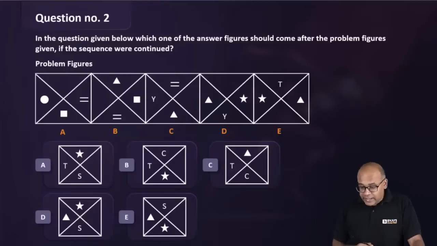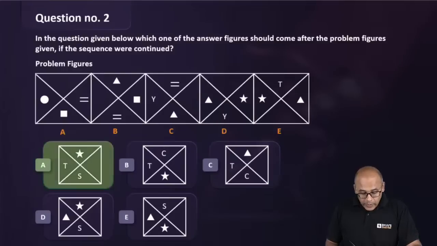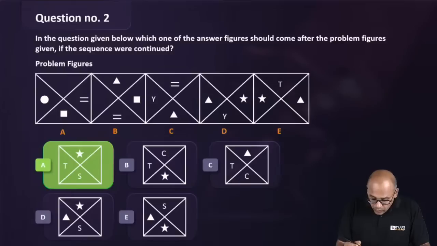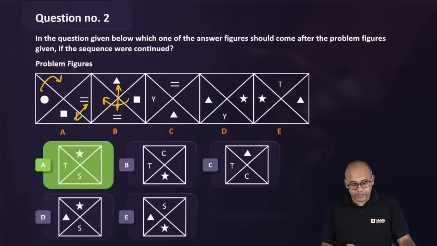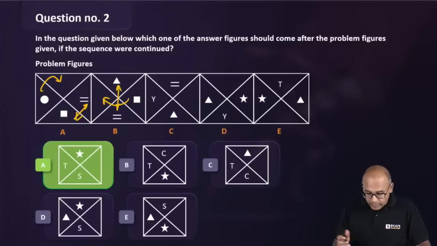Okay? Anyway, so what is the correct answer? The correct answer here is option A. So let's take a look at why it is option A. First, what is happening? These two are getting interchanged and this is getting shifted to the right. Now what is happening? Again these two are getting interchanged and this is getting shifted to the right, and a new symbol Y is coming to me. That's okay. Shifted and new symbol, no problem.